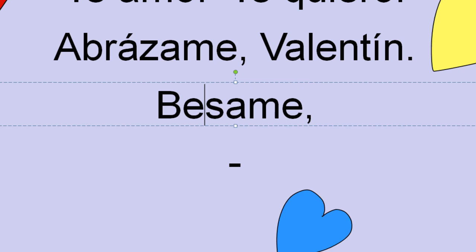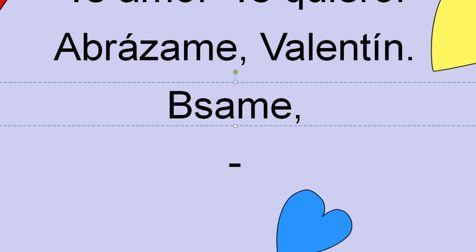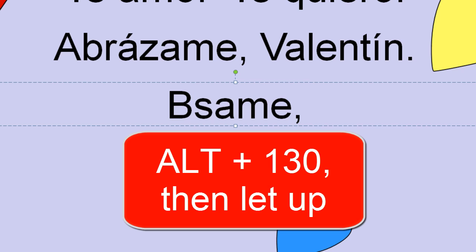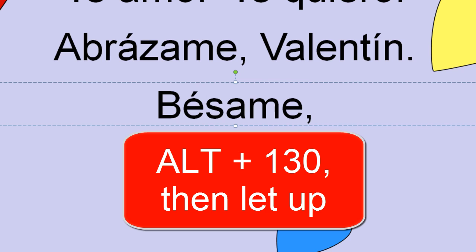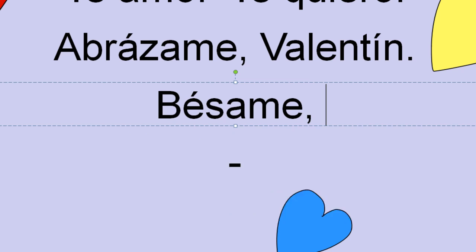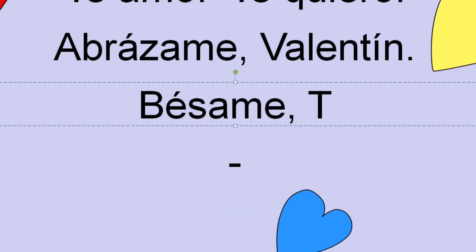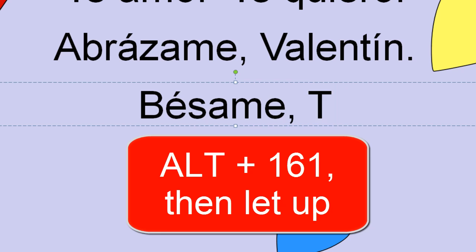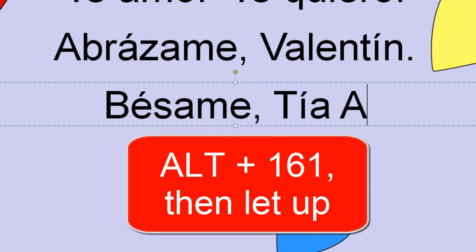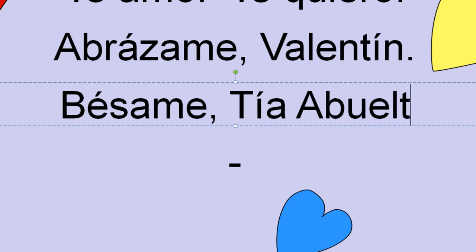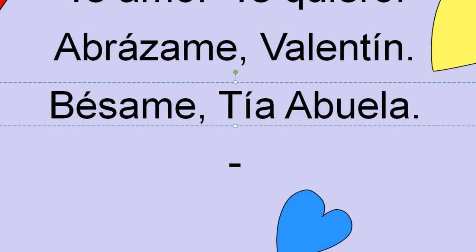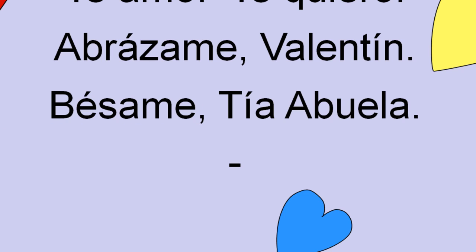We want it to be bésame. I'm going to hold my Alt key down, and on the numeric pad, I'm going to tap 1, 3, 0. There I have it. E acento. Bésame, great aunt. Okay, here I have to hold my Alt key down and tap 161. Tía abuela, tía abuelita. I could do that too. Kiss me, great aunt. Bésame, tía abuela.